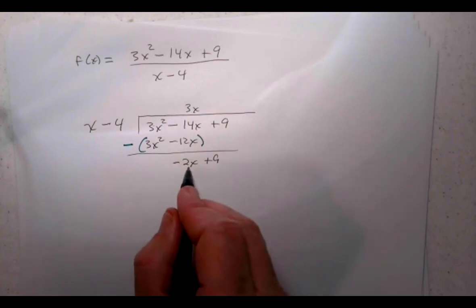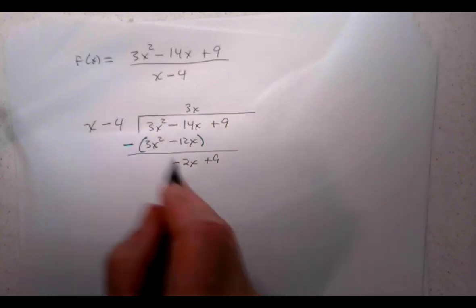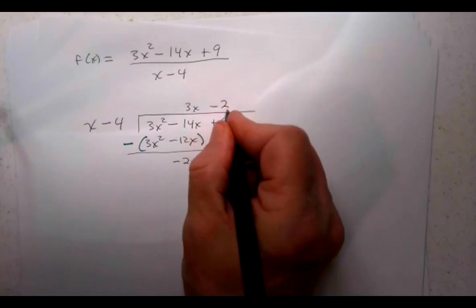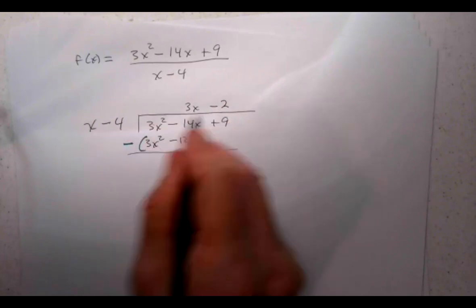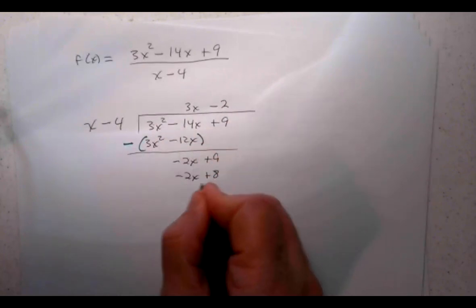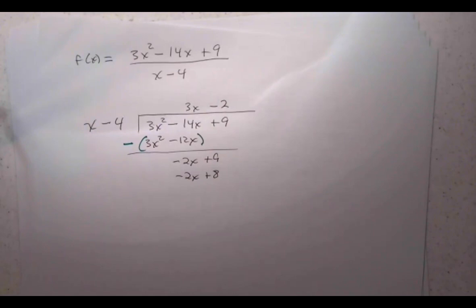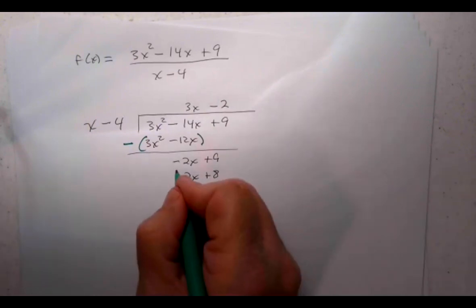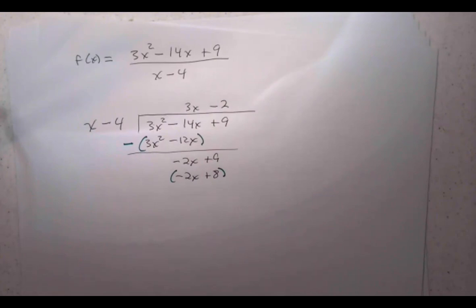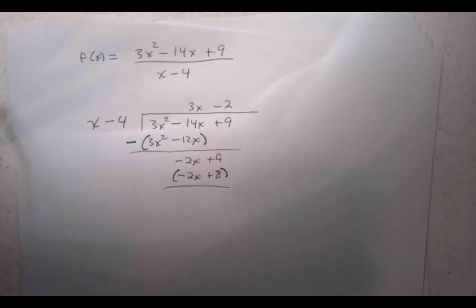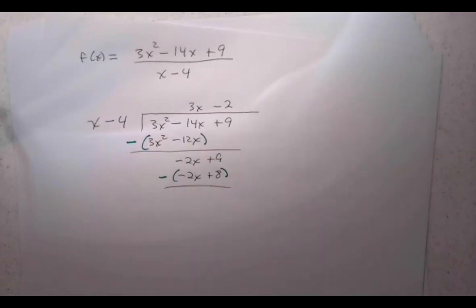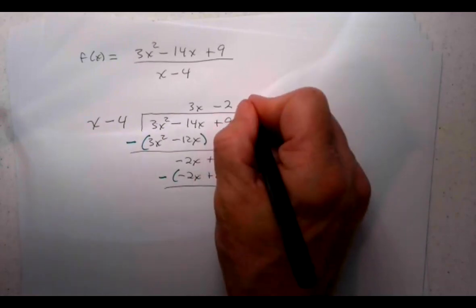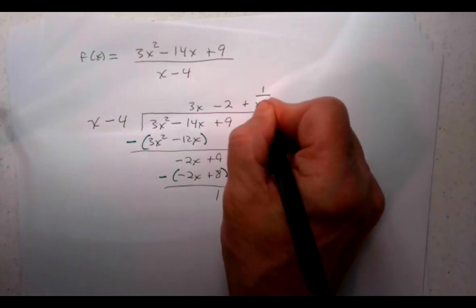And I do one more division. Negative 2x divided by x is negative 2. Minus 2 times x is minus 2x. Minus 2 times minus 4 is 8. And again, we're going to subtract. Negative 2x minus negative 2x is 0. 9 minus 8 is 1. So my remainder here is 1. So this is really plus 1 over x minus 4.